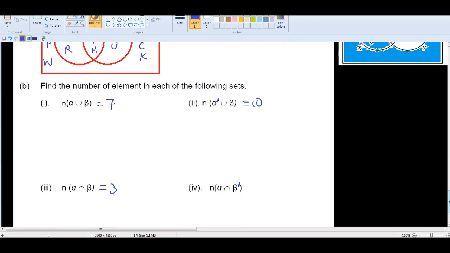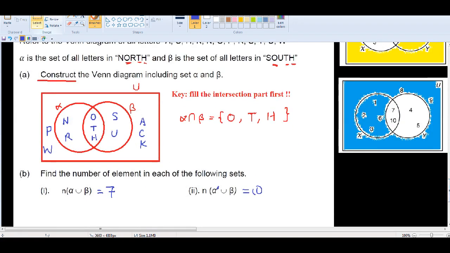Complement of beta. So all the elements in the common area, which are common to alpha and the complement of beta. So it's a bit tricky. So let me copy the diagram over here.